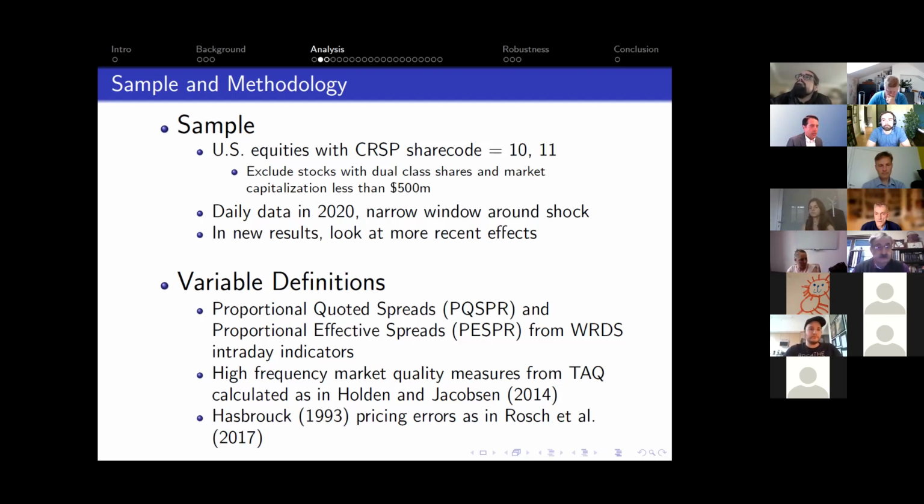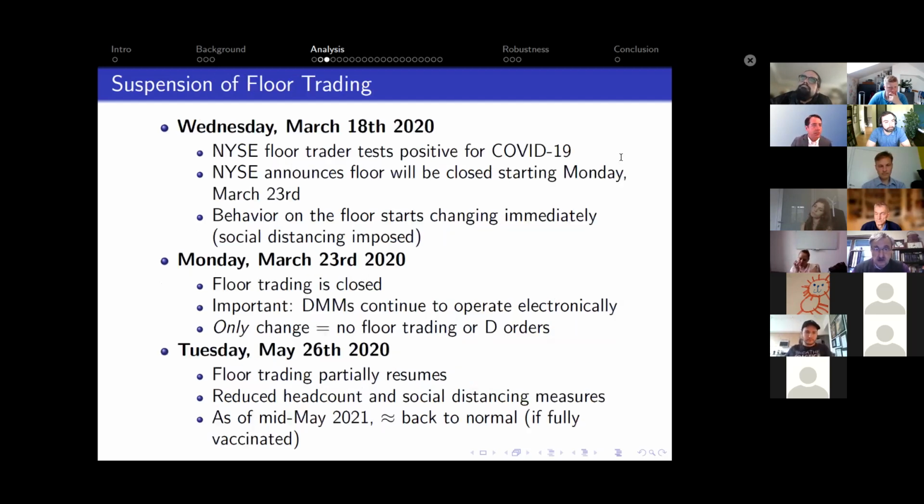And then we are going to calculate some of these measures as well at a high frequency level using the Holden and Jacobsen code. And then we're also going to have Hasbrouck pricing errors, right? So pretty standard stuff. Let me give you the timeline then of what goes on here.